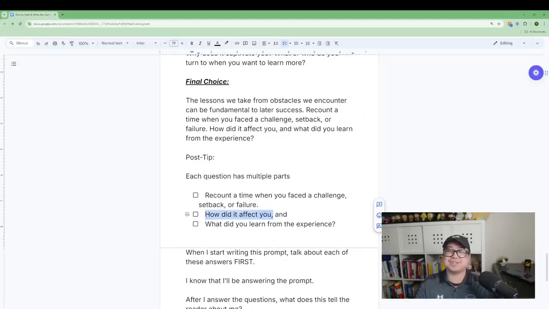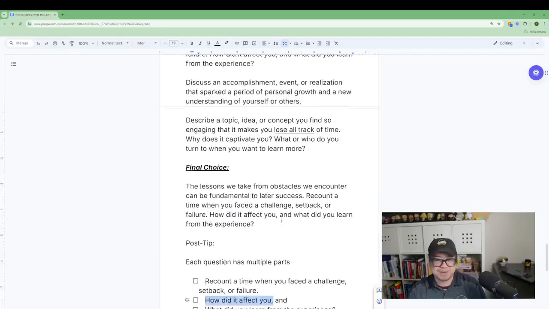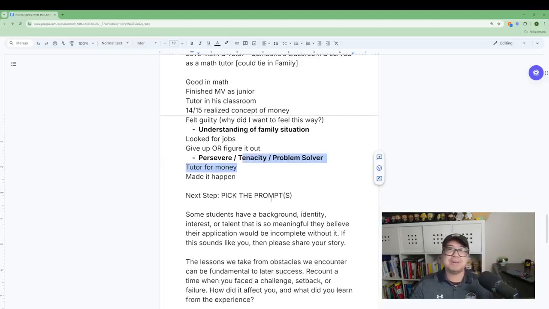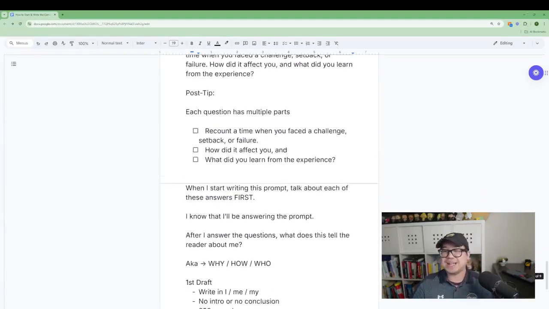How did it affect you? I just kind of told you that through the story too. Take that, boom, right here. What I learned from the experience, I told you that as well. Of this and this, boom, copy it, put it here. People overcomplicate this first draft. It's not that hard to do.